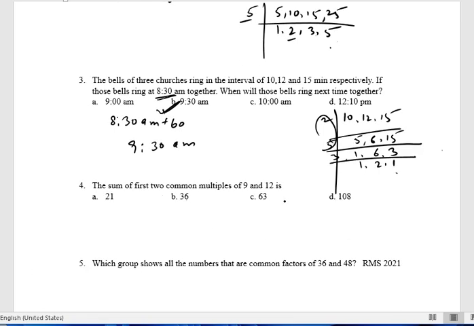The sum of the first two common multiples of 9 and 12. Now when we talk about common multiples of 9 and 12, for the first common multiple we can find the LCM of 9 and 12. So the LCM of 9 and 12 is what? 3 3s are 9, 3 4s are 12, nothing is common. 9 4s are what? 36. So multiples of 36 and then 72. So the addition of 36 and 72, because it is given the sum of the first two common multiples. So 6 plus 2 is 8, 3 plus 7 is 10, so 108. I hope it is clear.